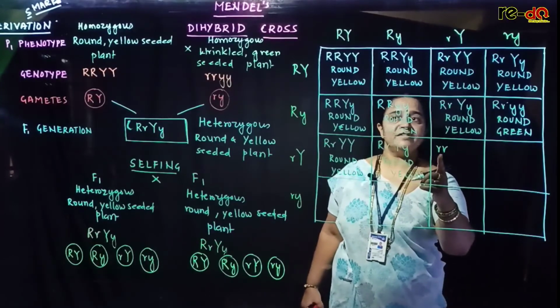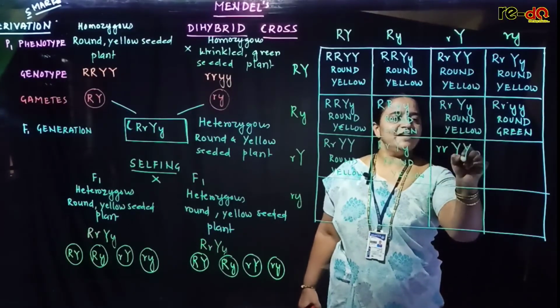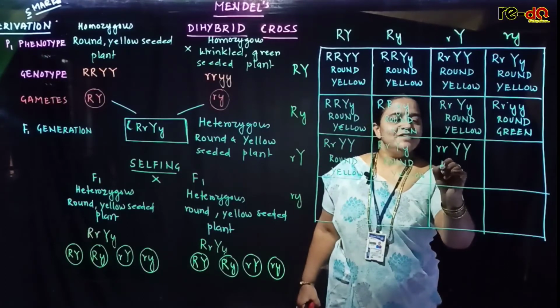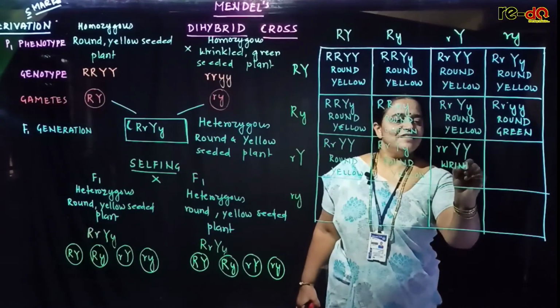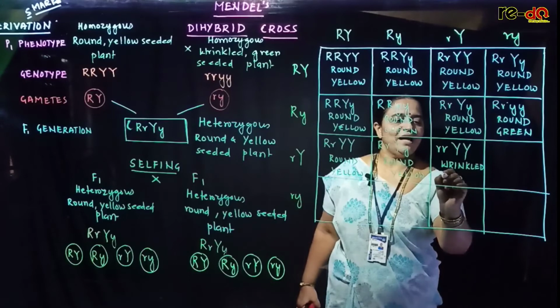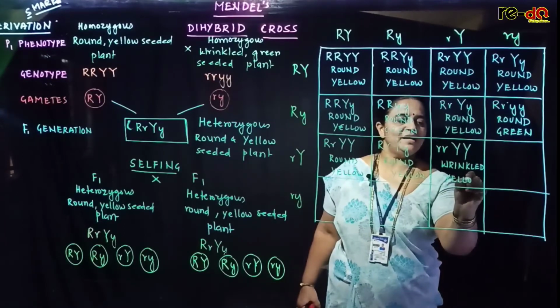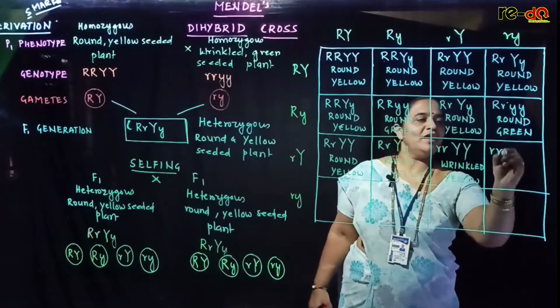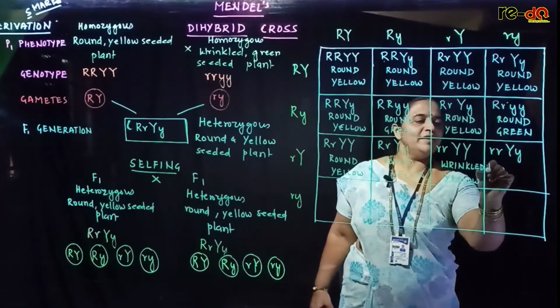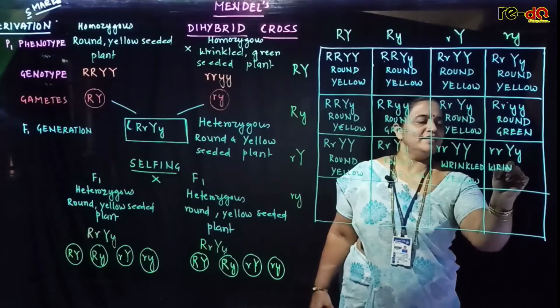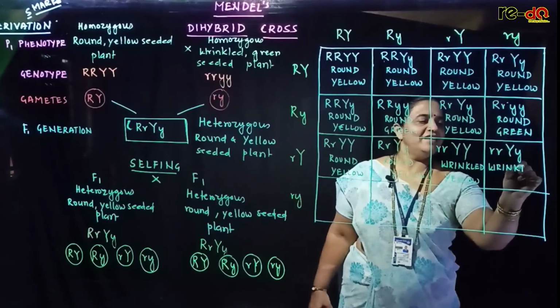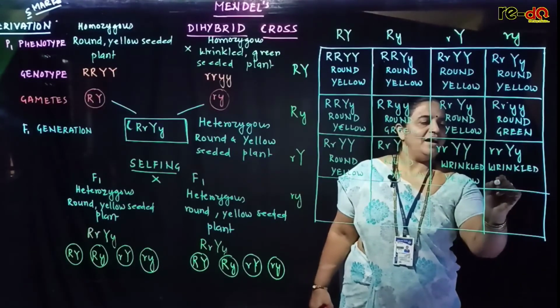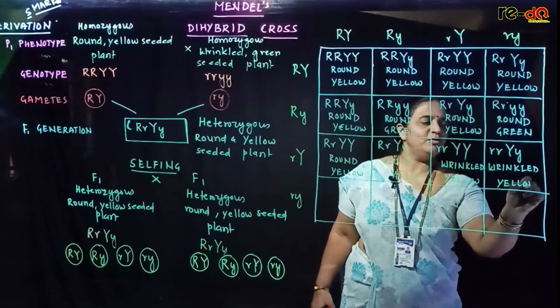Now, see, small r means homozygous recessive alleles. Here, shape becomes wrinkled. But see the second pair. Here, it is wrinkled but having yellow color. It is parental recombination. Here also same thing, small r, but Y small y. So shape of the seed is wrinkled and color appeared is yellow.